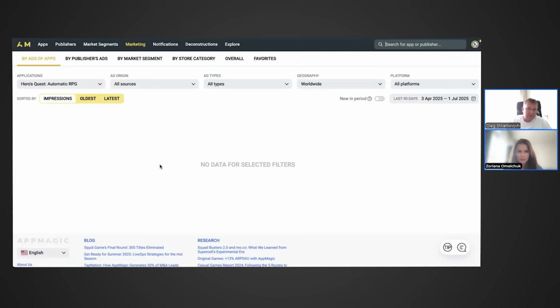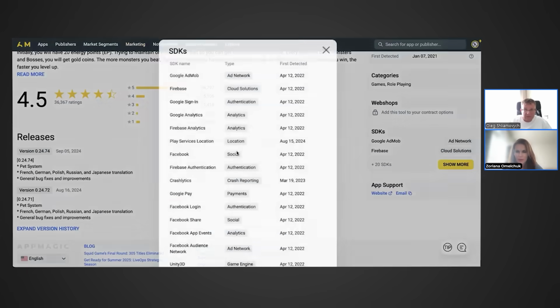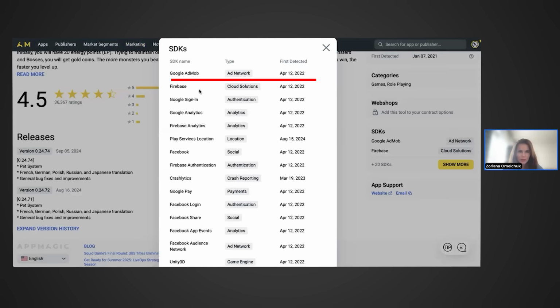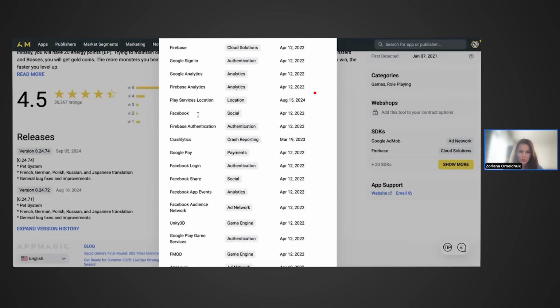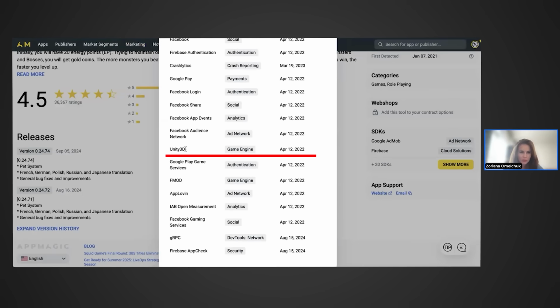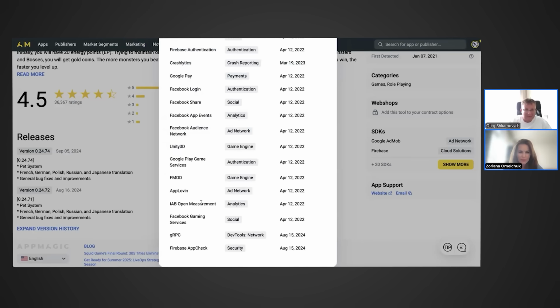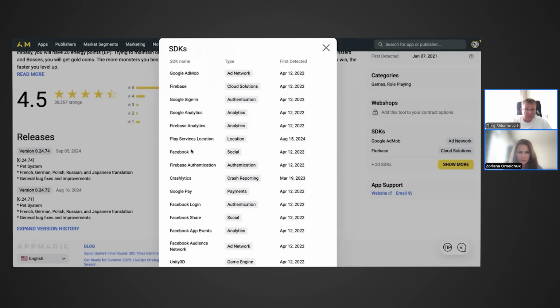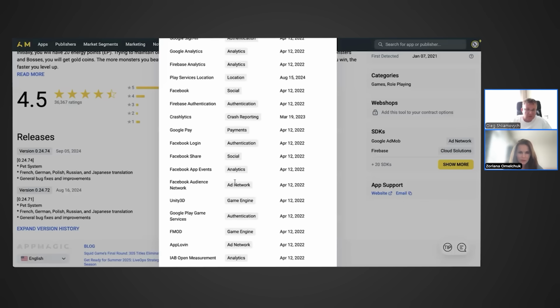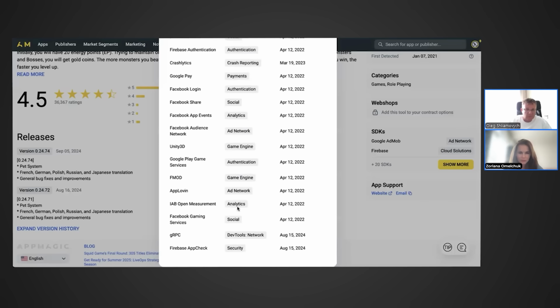There are no creatives. And let's take a look at the SDK. What do we have? Platforms such as AdMob, Firebase, Google, Facebook, Unity 3D. This is Game Engine. They have Facebook, Google, and AppLovin. Most likely, I can tell you, it's specifically AdMob monetization with additional bidder networks like AppLovin and Facebook.